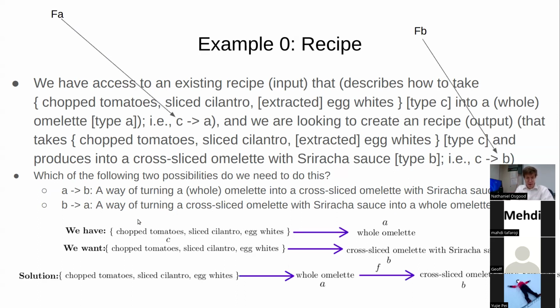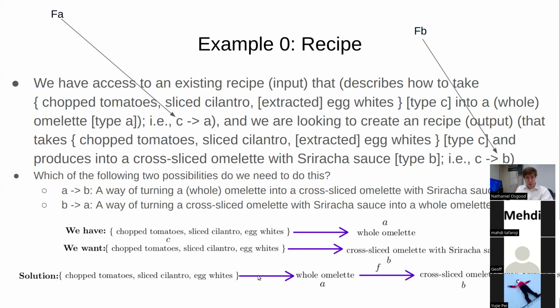So what we need is, think of this as function composition. We have this, right? We want this. This is the one we know. All we need to do is post-compose F with it. Put F after this to get a cross-slice omelet with sriracha sauce, right? Are we comfortable with this? This is covariant, nothing fancy. We just post-compose it with this.